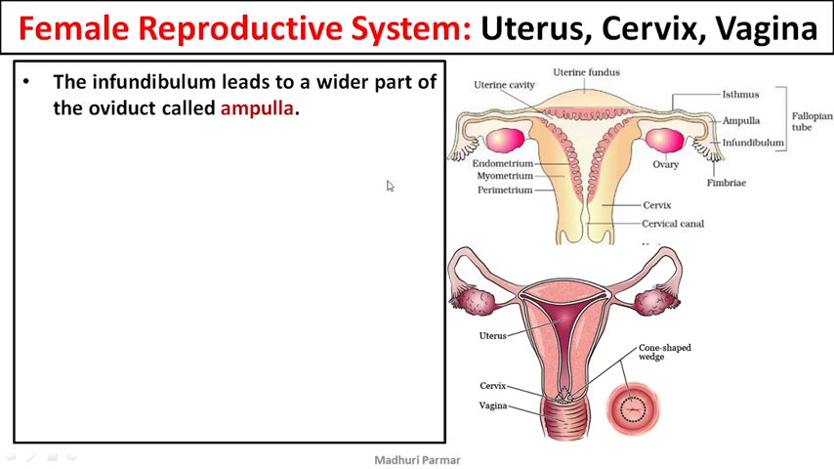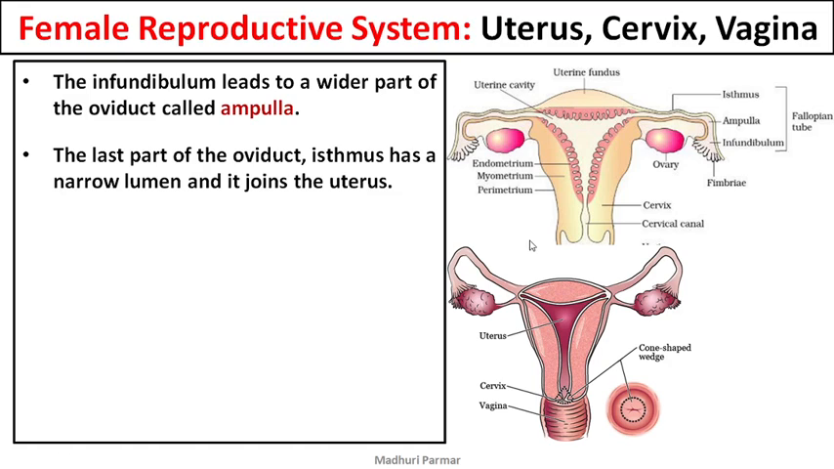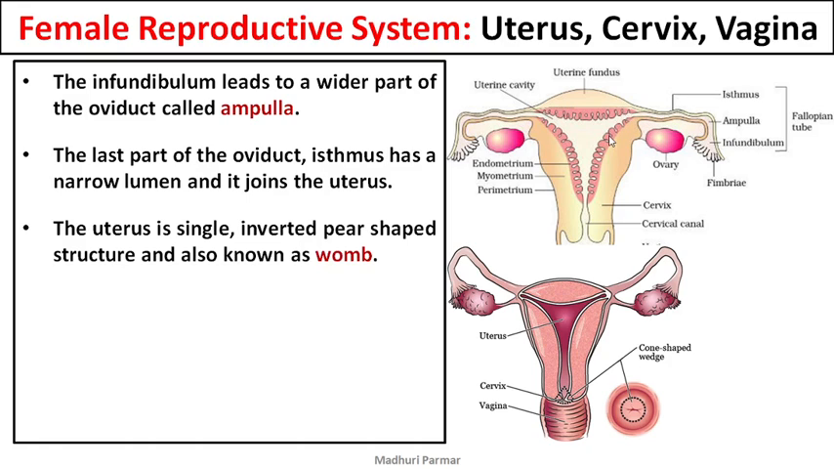Now the infundibulum leads to a swollen part, a little enlarged or wider part, which is known as ampulla. You can remember wherever it comes, ampulla always means a little swollen region. The last part of oviduct is known as isthmus, and isthmus has a very narrow lumen. Isthmus joins with the uterus, so that lining is common.